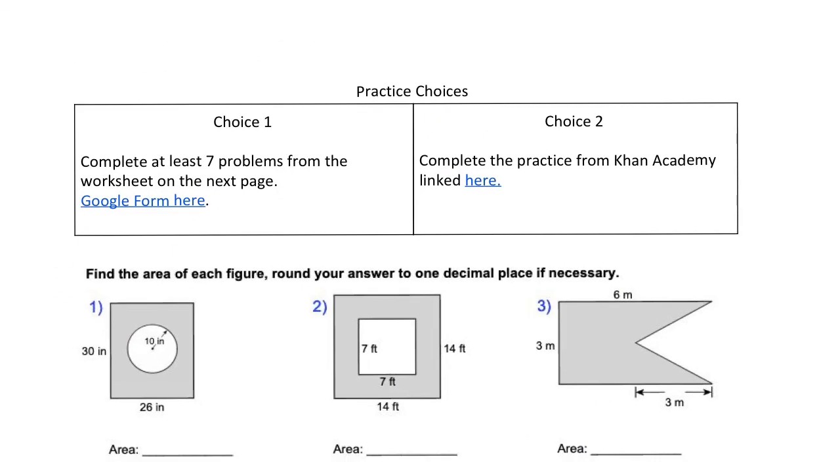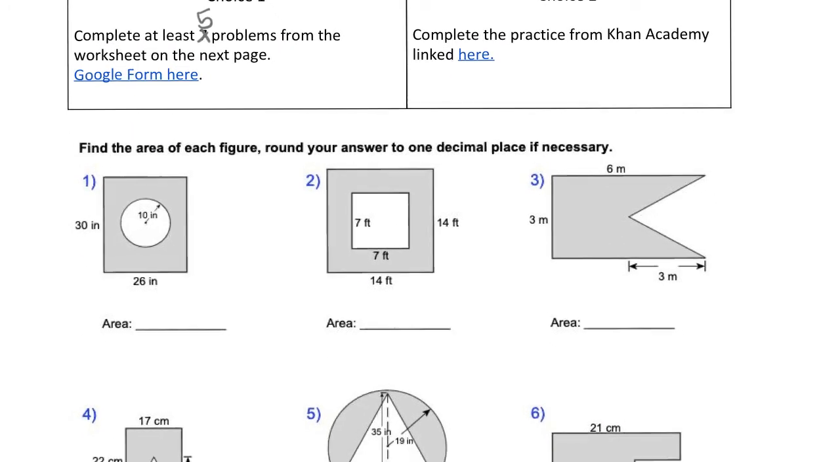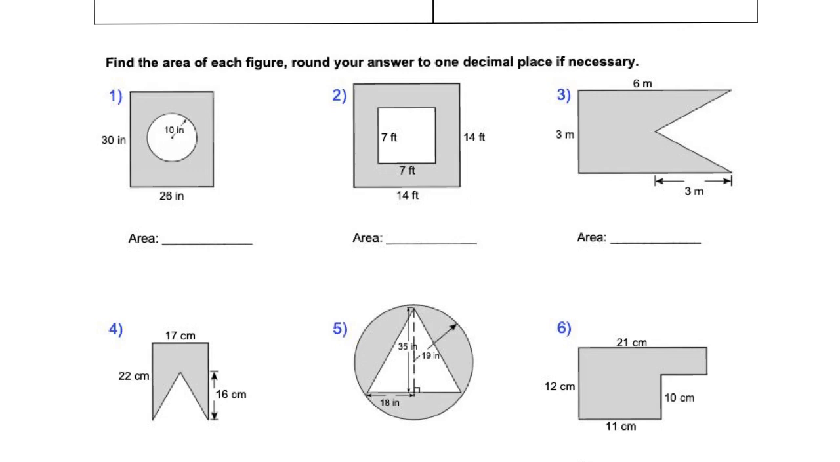Okay. So here's your practice choices. I think I changed it to 5 problems. So you can see here that there's some squares, rectangles, triangles mixed together.